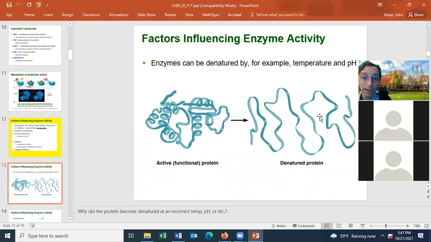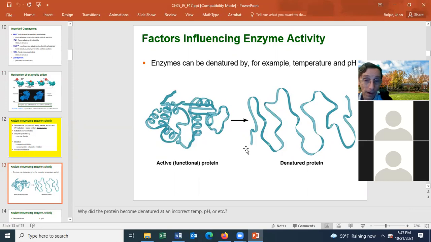I mentioned that an enzyme can be denatured. So this is the folding pattern of a functional enzyme, and it has a specific three-dimensional shape. And you'll remember there will be binding, like hydrogen bonding between this amino acid here and that amino acid there. There can be ionic attraction, like between this one and that one. There can be repulsion, like maybe right here and right there.